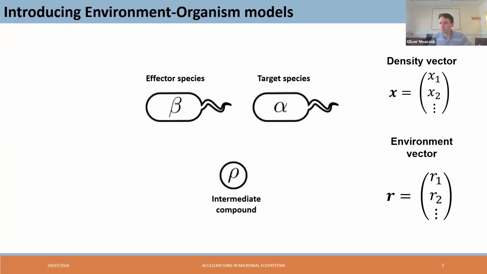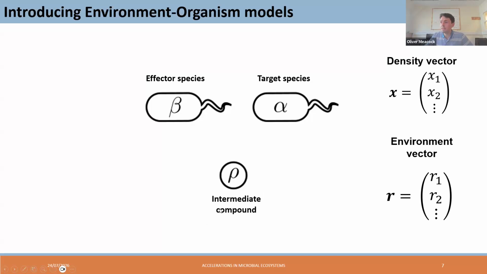All right, so I will now explain my formalism before we get into the nitty-gritty of this. I will be showing you relationships between effector species, which I'll denote with the index beta, and the target species, which I'll denote with the index alpha. They'll be interacting through intermediate compounds, which I'll denote with rho. These are just indices, and I may also use different labels at various times. And these different quantities, as I said before, are stored in density vectors and environment vectors.